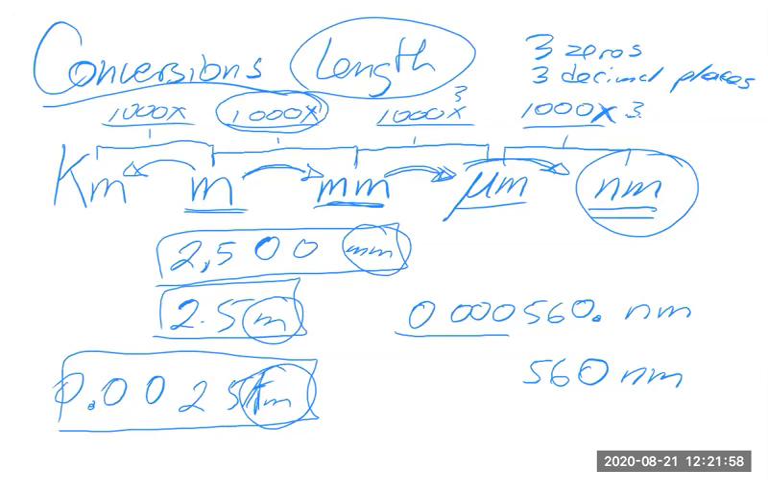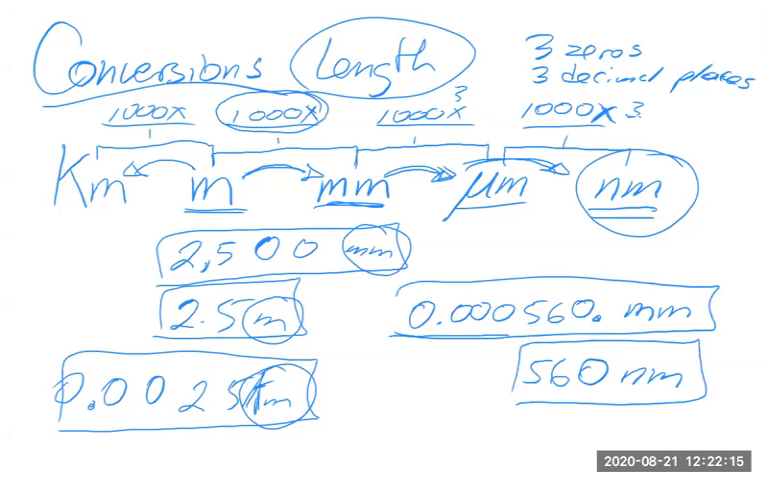Again, the original number was 0.00056, and that was in millimeters. So these two numbers are exactly the same. They're just expressed in different units. So you can go backwards and forwards by simply moving your decimal 3 places for every station that you have to go through.